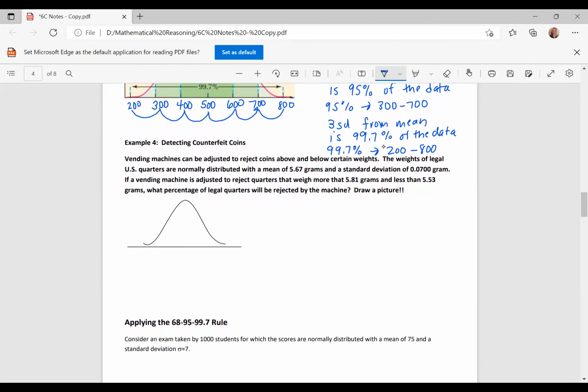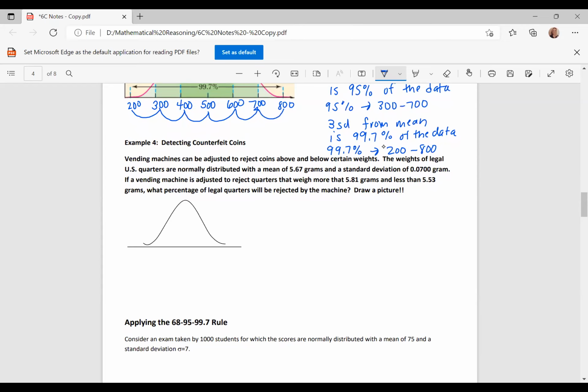Let's look at example 4. Detecting counterfeit coins. Vending machines can be adjusted to reject coins above and below certain weights. So you probably have put a coin in a vending machine and it spit it back out at you. It could have done that for various reasons, but one of the reasons is because your coin didn't fall in a certain weight that it was supposed to be for a nickel or a dime or quarter.